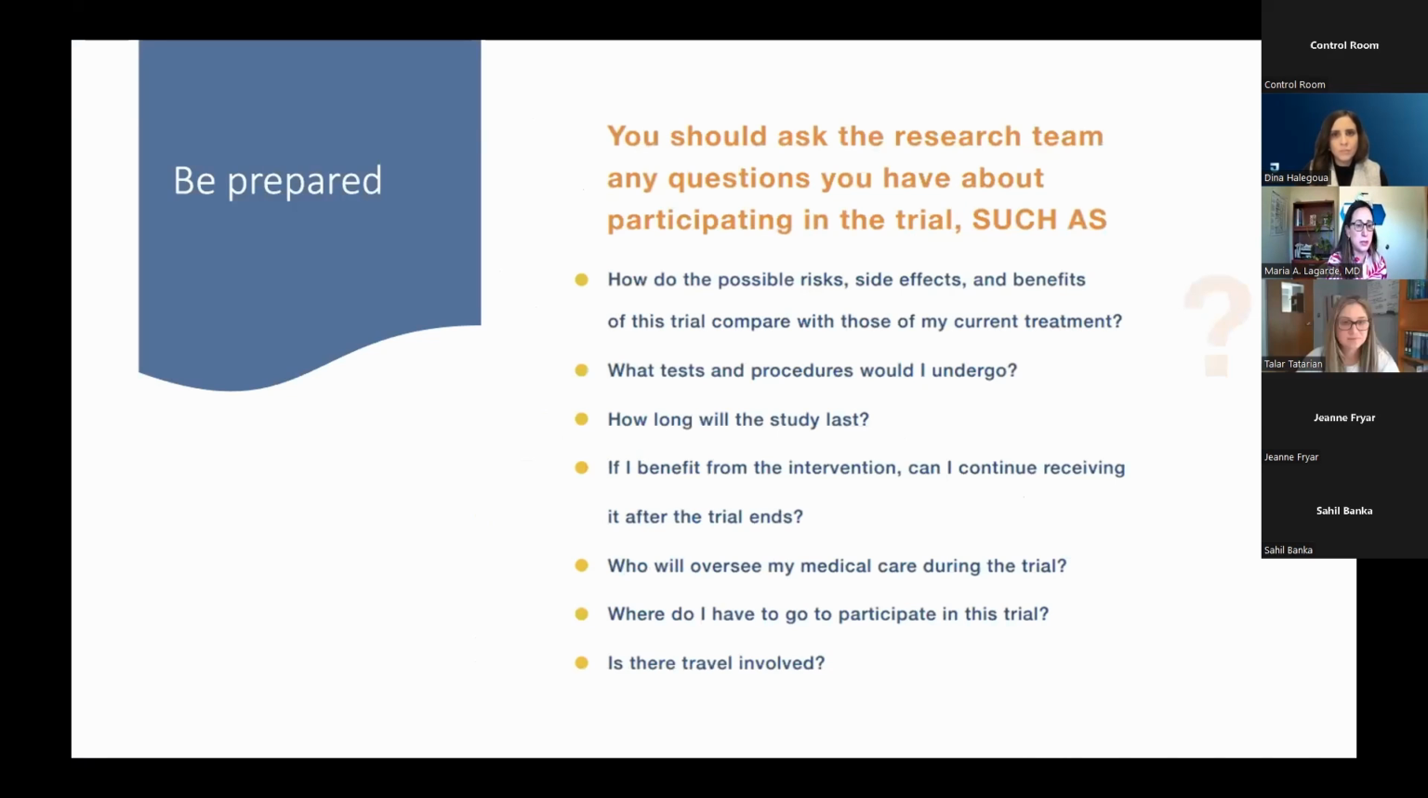And then be prepared. If you're thinking about this as an option, there are some potential questions that you may want to have in your back pocket to discuss with the research team. Do I need to travel? How long am I going to be part of this study? How often will I have an intervention, or how often do I have to see you? And again, really discuss the benefits and risks for your particular case.